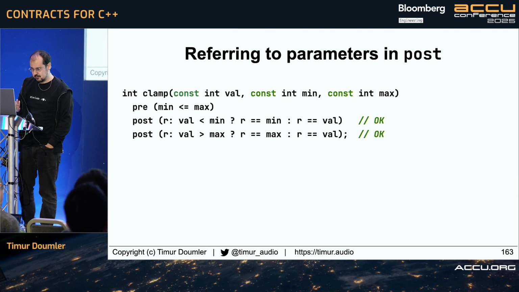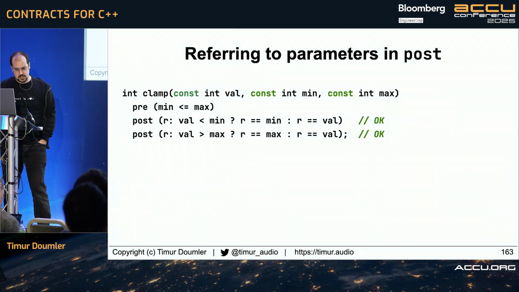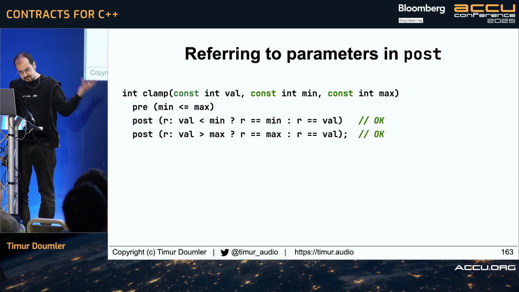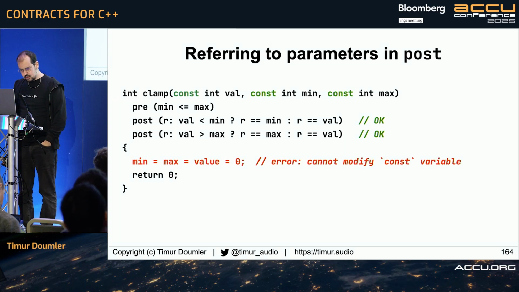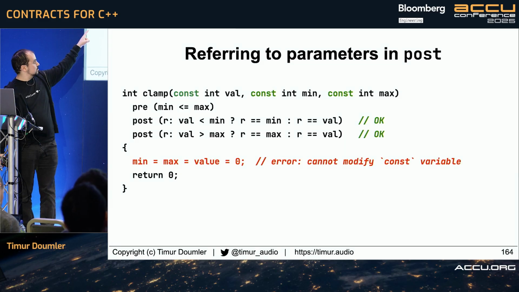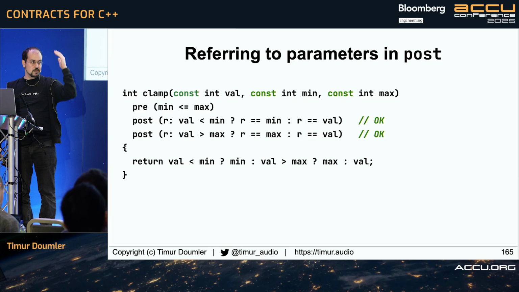And that's kind of weird, because until now we didn't have to do this in C++, but it's something that we kind of have to accept if we don't want to have broken post conditions. So now if you do this, you're going to get a compiler error because you can't modify them, but if you implement it correctly, everything is okay.